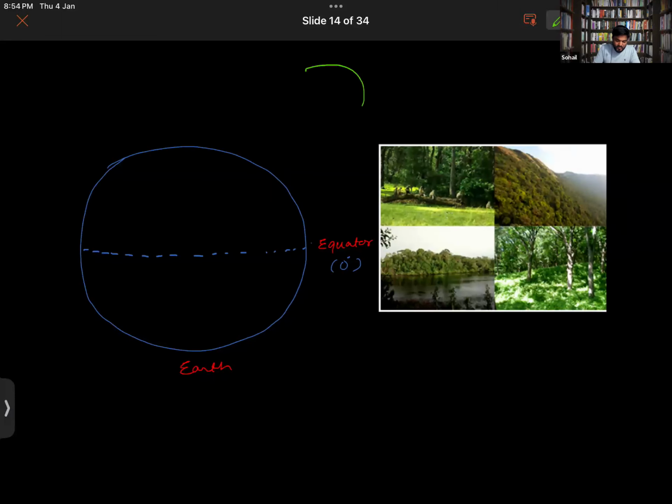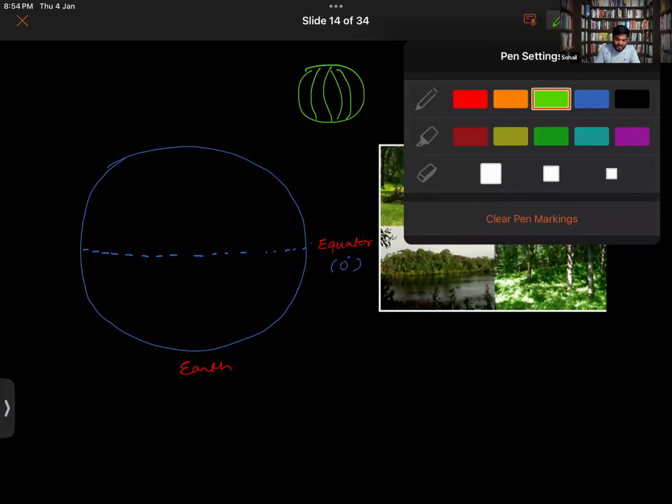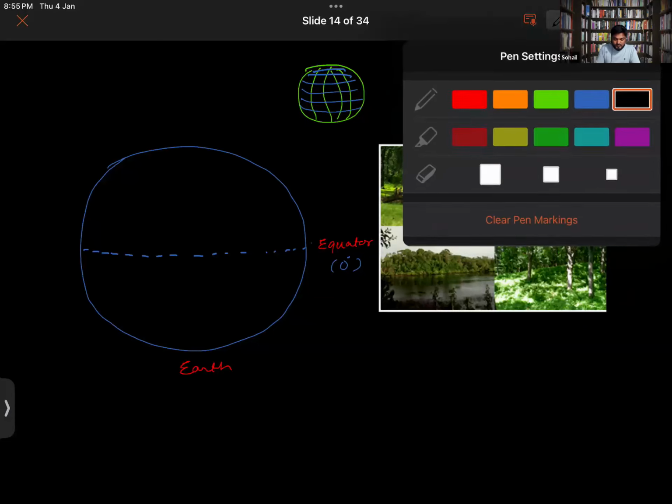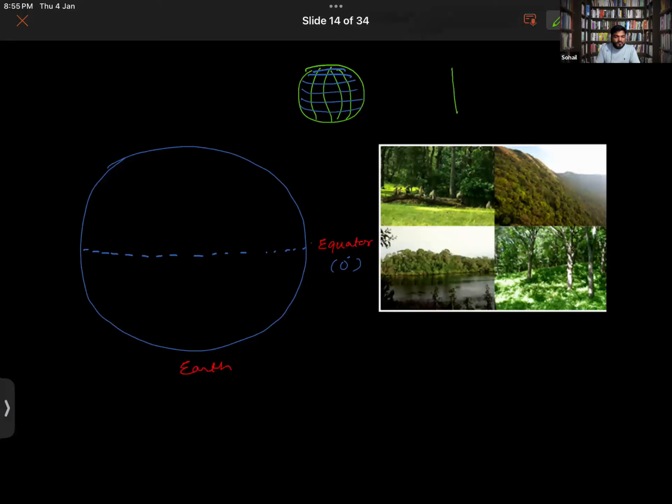You can divide earth using imaginary lines like this. We call them longitudes and latitudes. Which one is latitude, and which one is longitude over here? The vertical lines or the horizontal lines? The horizontal lines are latitudes, and the vertical lines are longitudes. So this is longitude, and this over here is latitude.